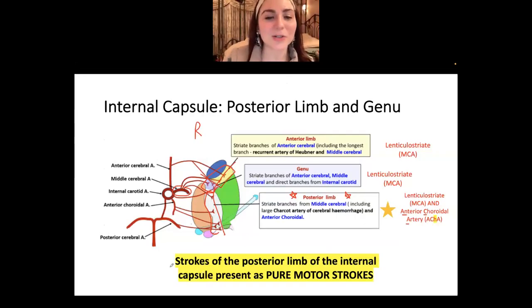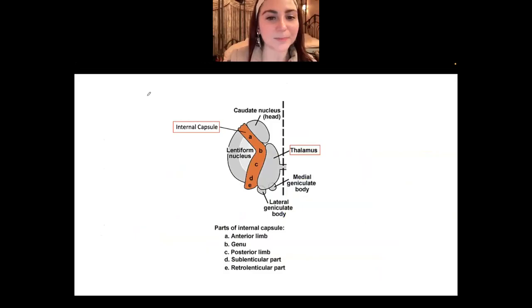So again, I put here strokes of the posterior limb of the internal capsule: pure motor stroke. And I do think I put an example of it in the question, so you can go find it later and ask, how would that even present?